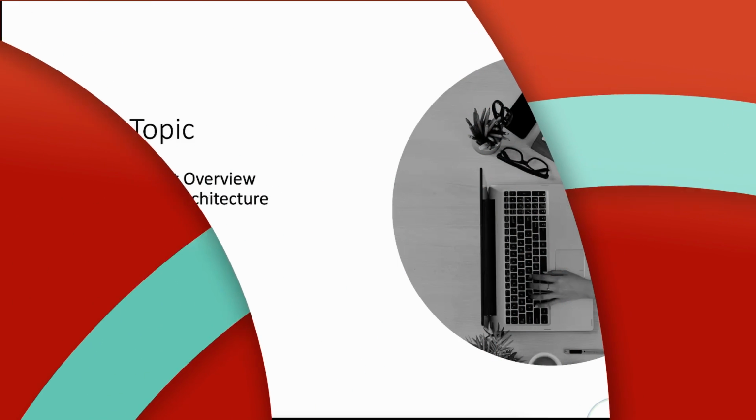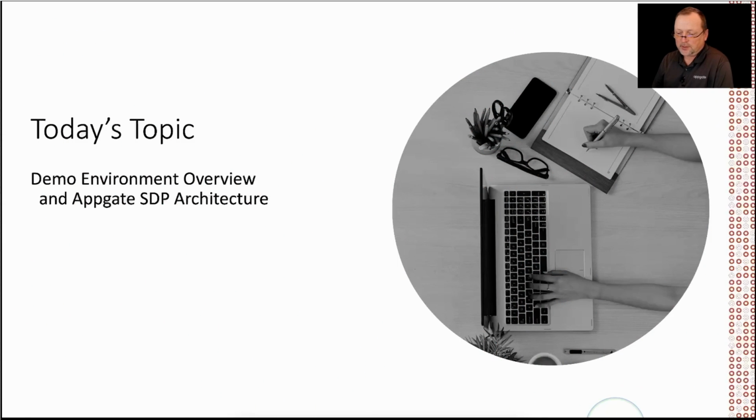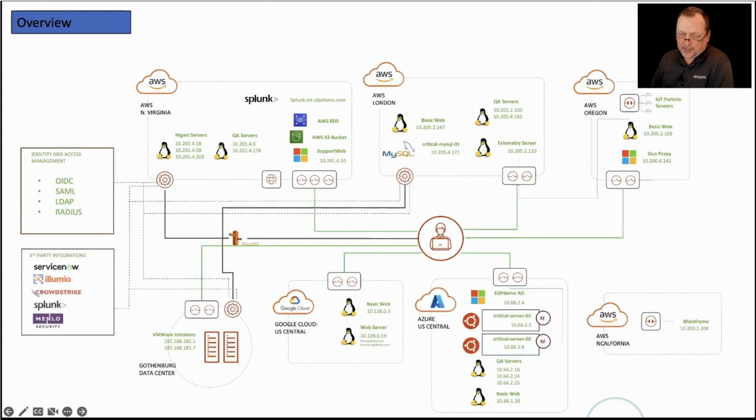Welcome to today's topic. Today we're going to discuss the Appgate demo environment overview and the Appgate SDP architecture. So let's get into it. Here at Appgate, I've got a very big, very complex demo environment established that crosses boundaries into AWS, Azure, GCP, and even a physical data center in Gothenburg, Sweden. You can see all these various environments represented in this rather complex PowerPoint diagram.